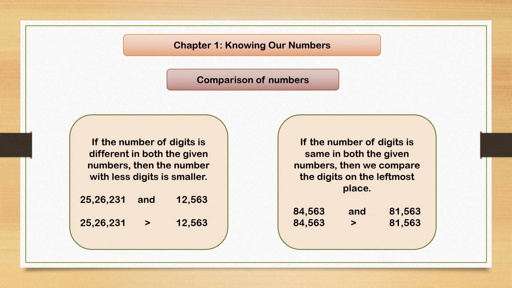Here, if you compare the leftmost digits of both the numbers, we have the same digits up to the place of hundreds, that is 5, 6 and 3. We will move to the digit on the thousands place. In first number we have 4 at the thousands place, and in the second number we have 1. So we all know that 4 is greater than 1. So 84,563 is greater than 81,563.